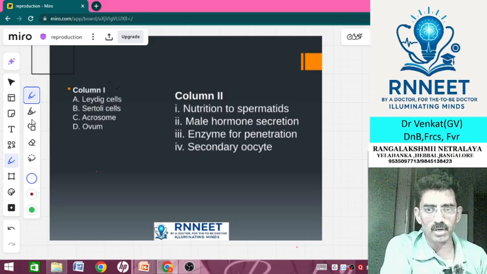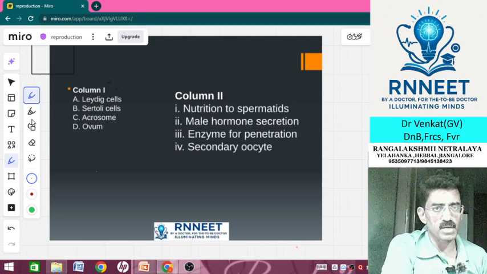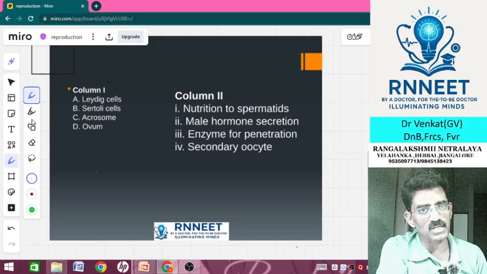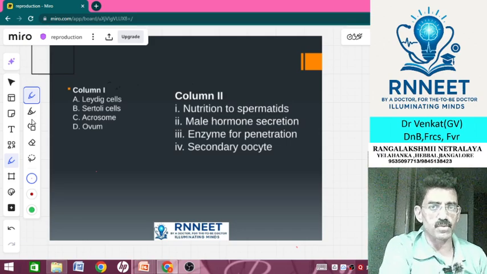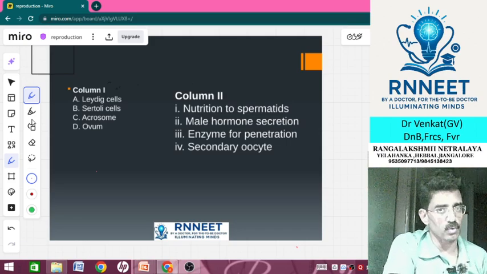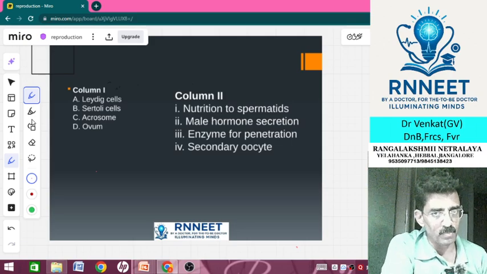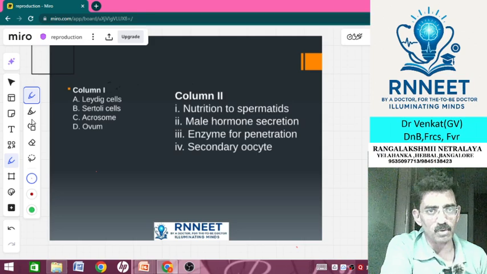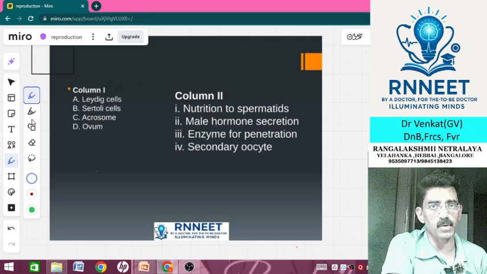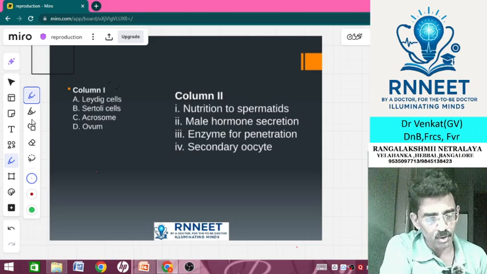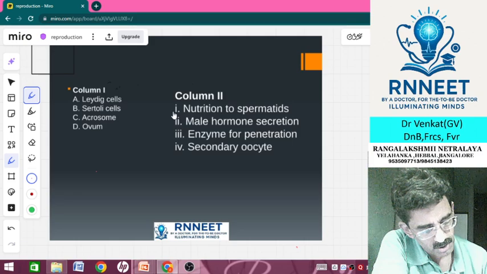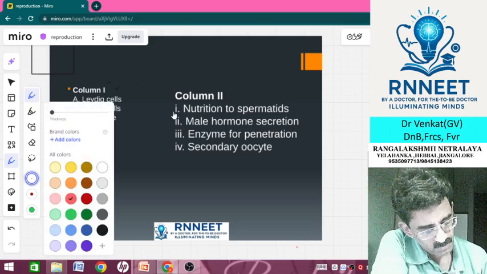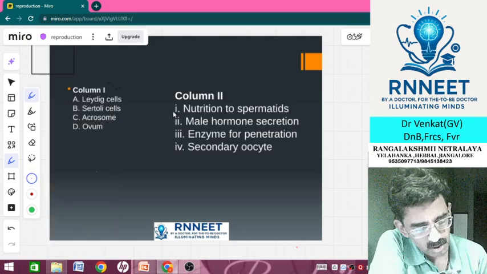This is a very important question. It shows you different cells: Leydig cells, Sertoli cells, acrosome, and ovum, and you want to know one of the main functions of each of them. Nutrition of spermatids: which is responsible for the nutrition of the spermatids? What gives you the nutrition? The Sertoli cells will give you the nutrition, right? We know that the Sertoli cells give you the nutrition.